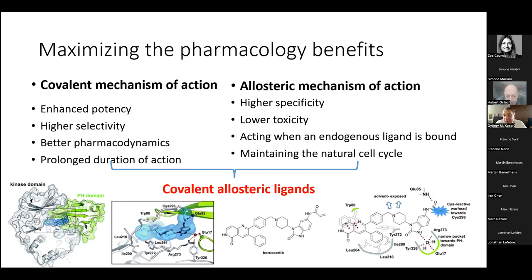Here, we can expect higher specificity, lower toxicity, and also some pharmacological benefits, namely the allosteric ligand typically acts only if the endogenous ligand is already bound. By modulating the proteins through the allosteric mechanism of action, we can maintain the natural cell cycle. Therefore, it seems that combining the pharmacological benefits of covalent mechanism and allosteric approaches would be beneficial, and this combination suggests developing covalent allosteric ligands.